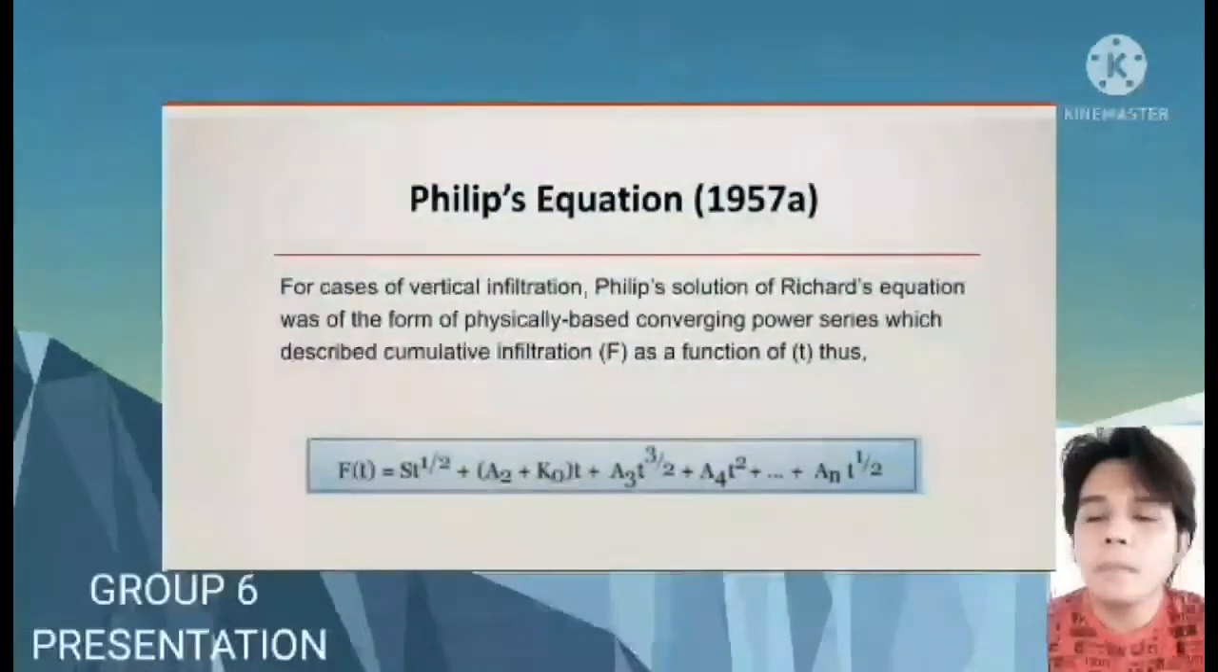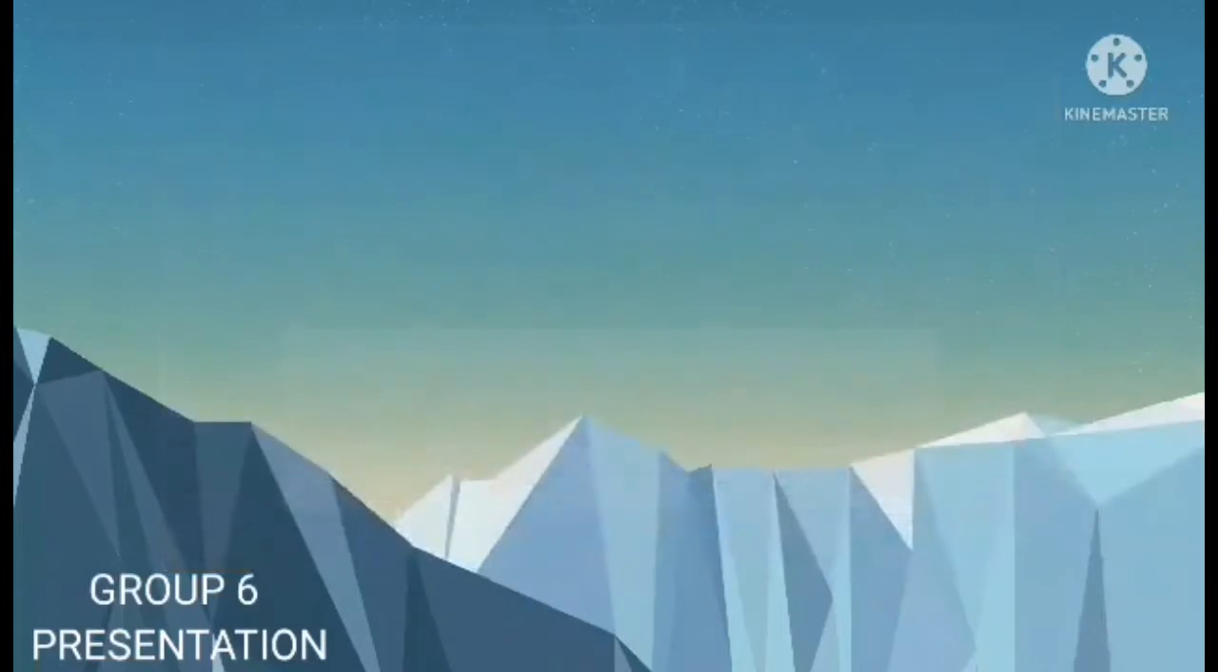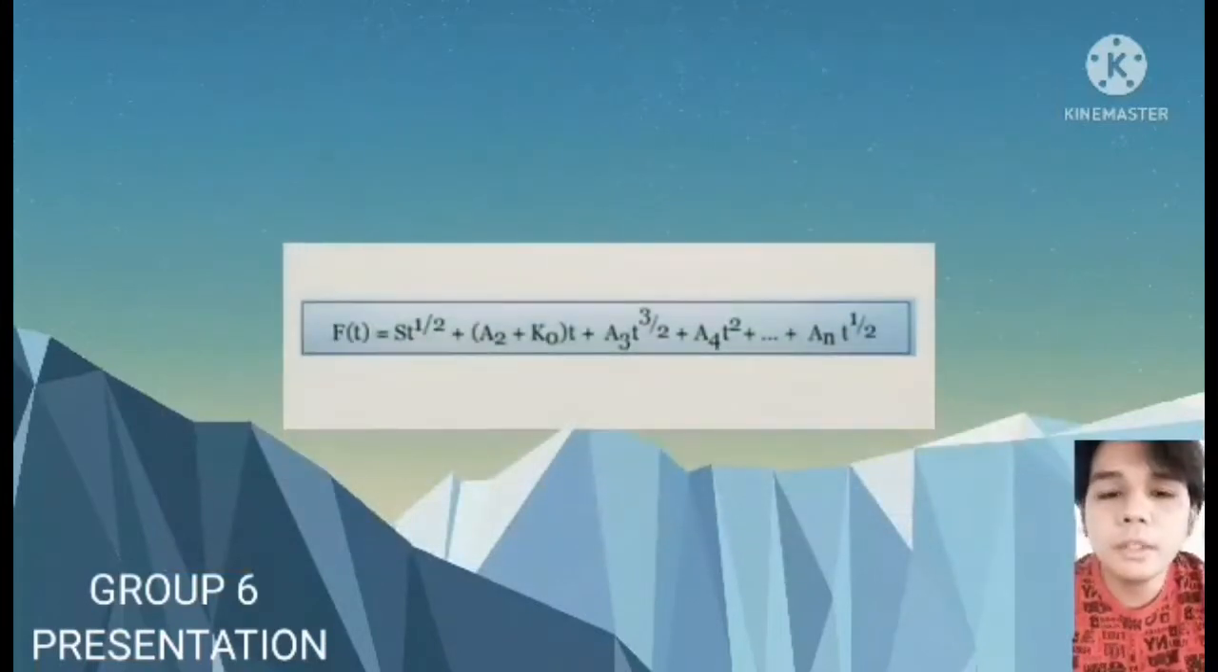Phillip's equation of 1957A: for the case of vertical infiltration, Phillip's solution of Richard's equation was of the form of a physically based converging power series which describes cumulative infiltration as a function of time. Cumulative infiltration is equals to S times T raised to 1/2 plus quantity A sub 2 plus K times time, and so on.